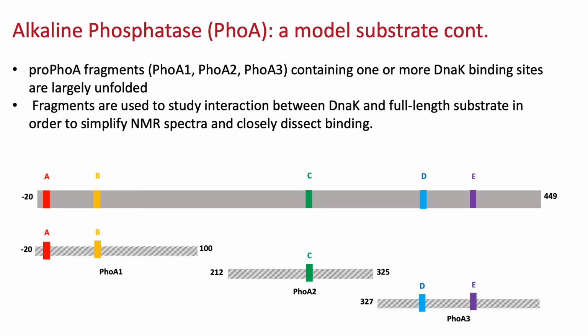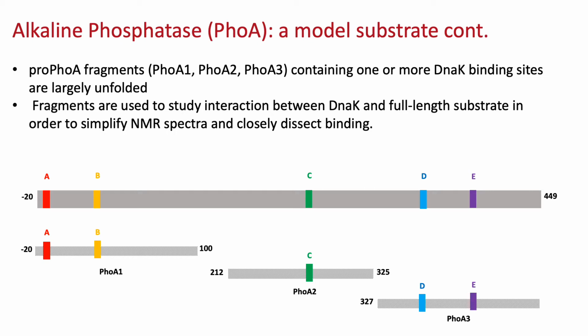We are using large fragments of phoA, which I will refer to from here on out as phoA1, phoA2, and phoA3, as a tool to closely dissect the binding of DnaK to this substrate and to simplify its characterization with DnaK through NMR spectroscopy. Each fragment is approximately 100 amino acids long and contains 1 to 2 binding sites.